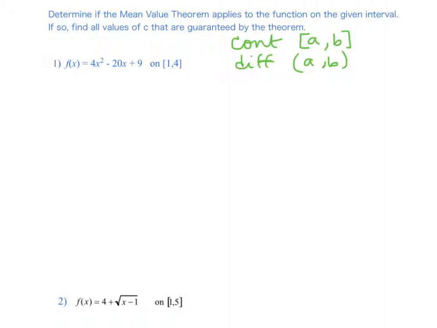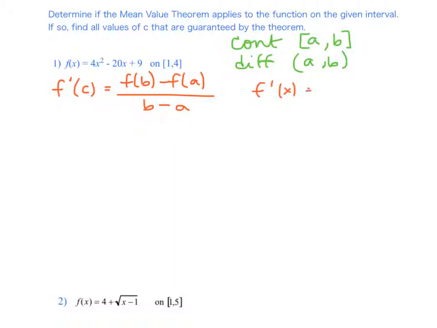So the mean value theorem says f prime of c has to equal f of b minus f of a all over b minus a. Okay, so now I'm going to go ahead and do each of these pieces one at a time. So first of all, f prime of c. Well, in order to find f prime of c, I need to first of all take the derivative of f. So f prime of x is equal to 8x minus 20. Okay, so that's the derivative at x. If I want the derivative at c, I'm just replacing my x with a c. So 8c minus 20 is equal to.